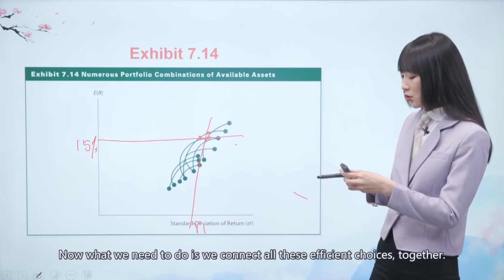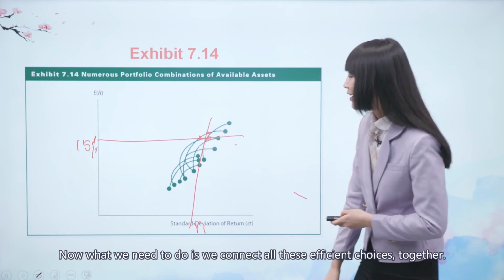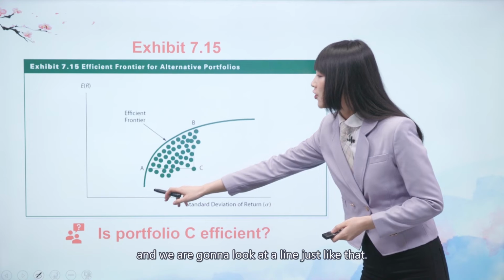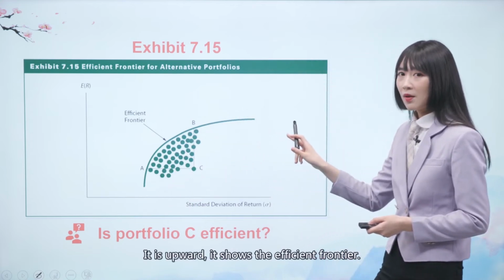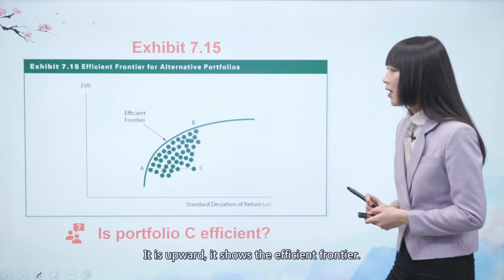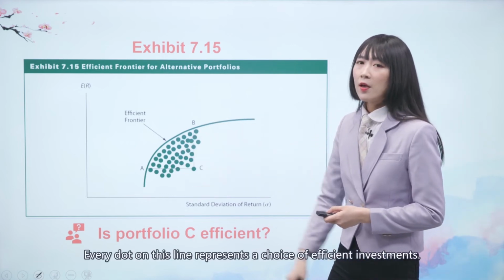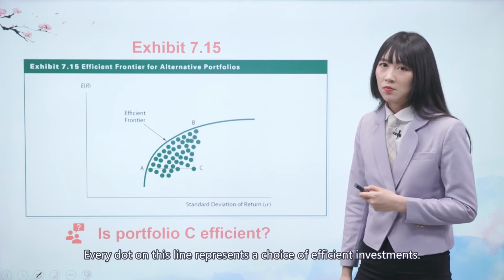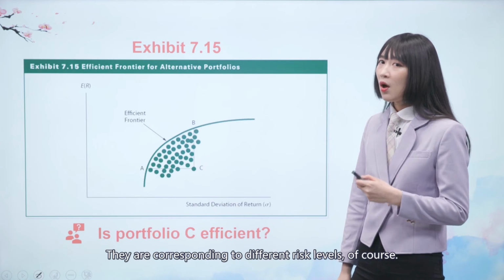Now, what we need to do is connect all these efficient investment choices together. We are going to look at a line just like that. It is upward. It shows the efficient frontier. Every dot on this line represents a choice of efficient investment. They correspond to different risk levels, of course.